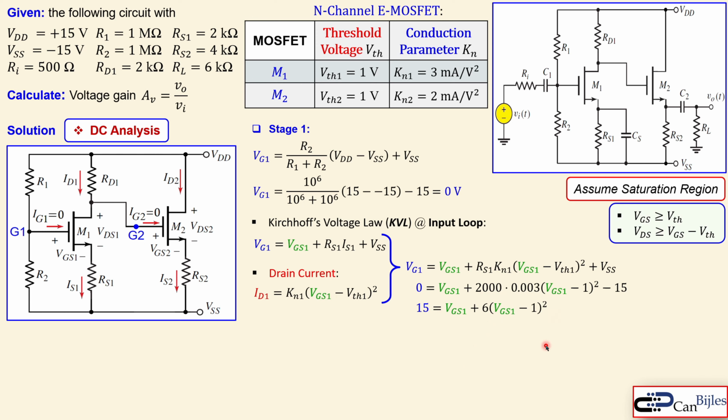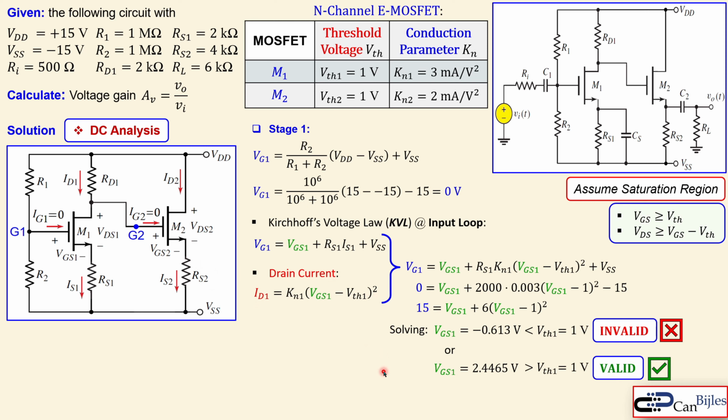We can now solve this by hand or using the solver in our calculator. We have the following results. One of them is minus 0.613 and the other one is 2.4465 volts. But the first is less than the threshold voltage of 1 volt, so this is not valid. It is mathematically correct, but it is not possible in this circuit. The second is larger than the threshold voltage, and this is definitely what is valid. That's also one of the conditions to satisfy the saturation region. So we have it for the first condition. We take VGS1 as 2.4465 volts in our future calculation.